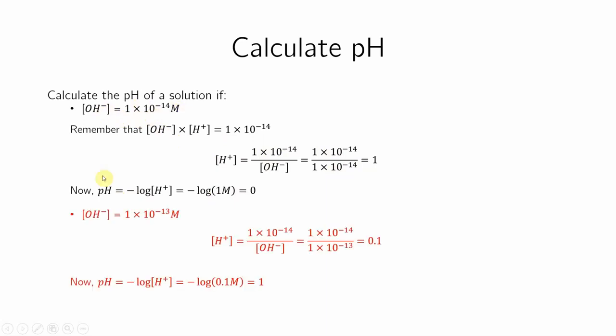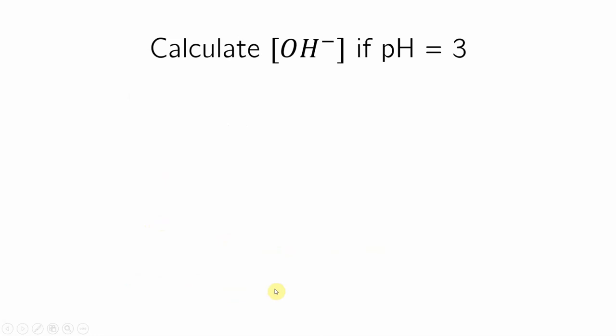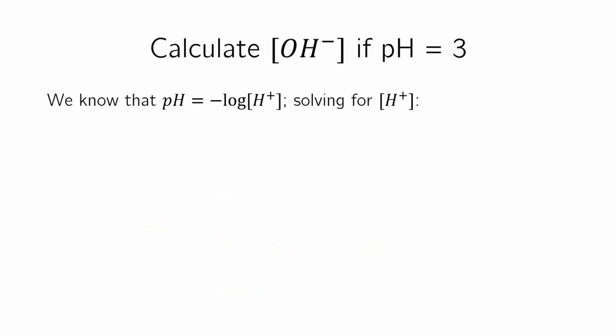Okay. Another example would be if the concentration of OH minus is 1 times 10 to the minus 13th, I'll do the exact same thing. 1 times 10 to the minus 14th divided by 1 times 10 to the minus 13th. I'll get 0.1. I'll throw that into the negative log and I'll get that my pH is 1. Okay. And let's calculate now OH minus if I have the pH. Okay, now I will summarize this in a second. It's very simple, and once you see all these examples, we know that pH is negative log of H. So if I solve for H, H is 10 raised to the negative pH, meaning what?